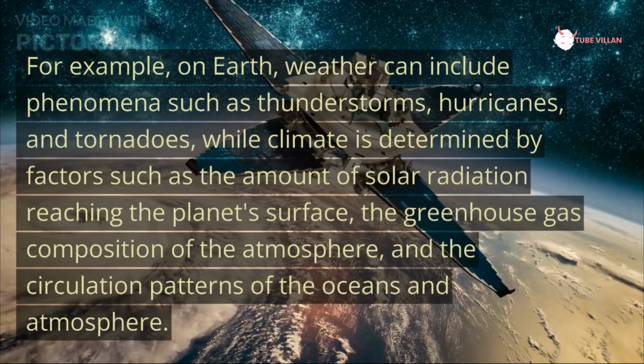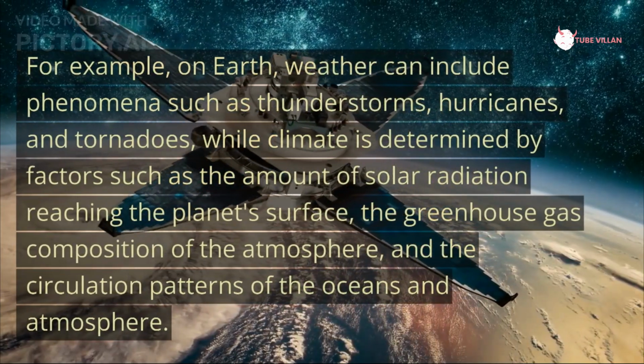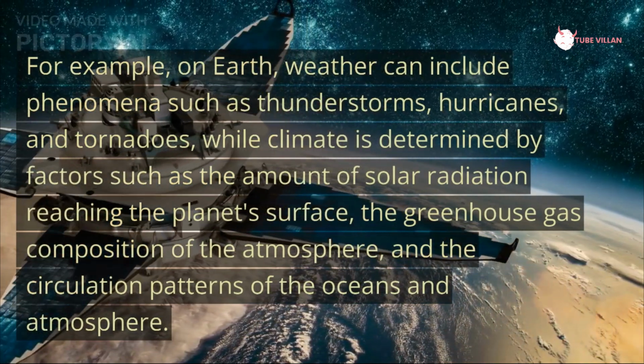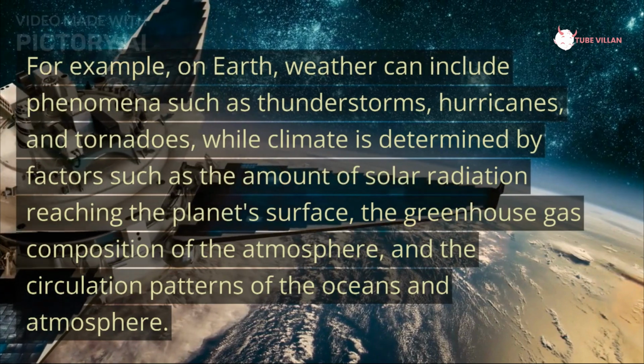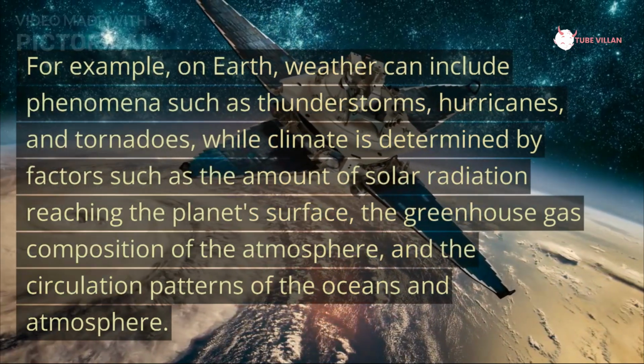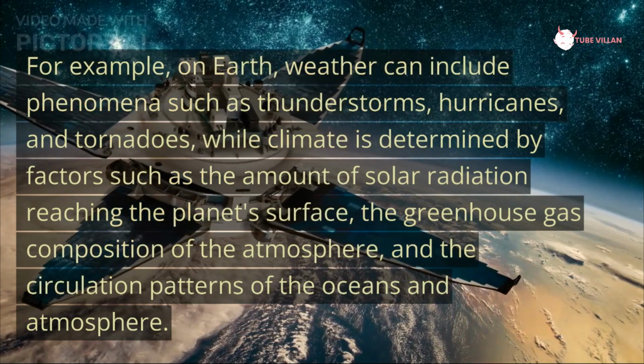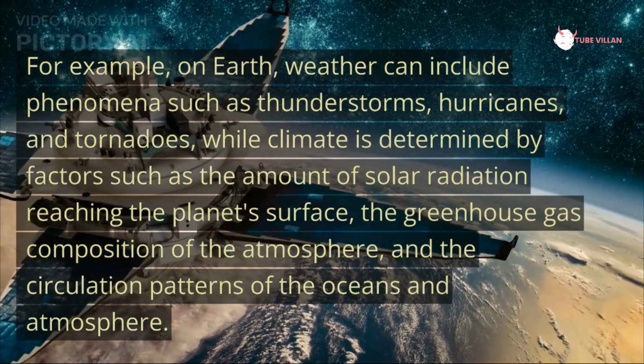For example, on Earth, weather can include phenomena such as thunderstorms, hurricanes, and tornadoes, while climate is determined by factors such as the amount of solar radiation reaching the planet's surface, the greenhouse gas composition of the atmosphere, and the circulation patterns of the oceans and atmosphere.